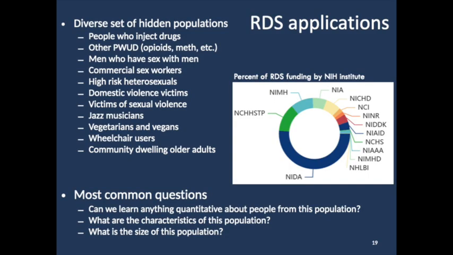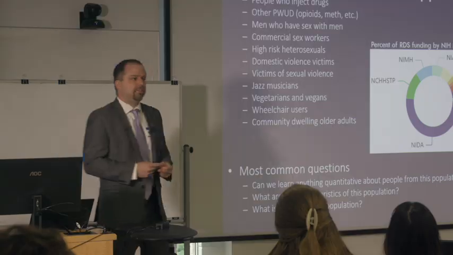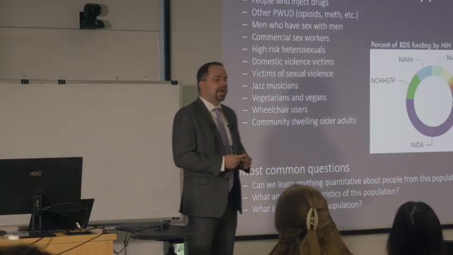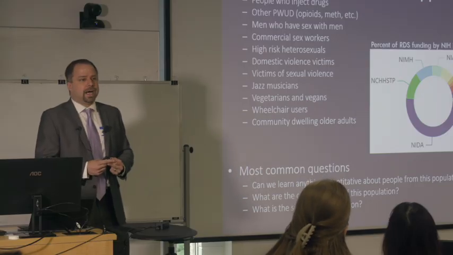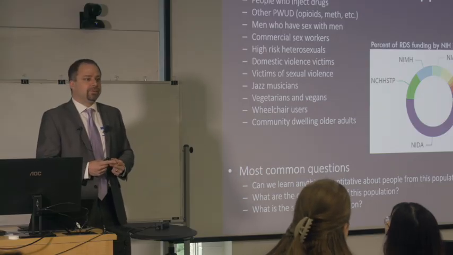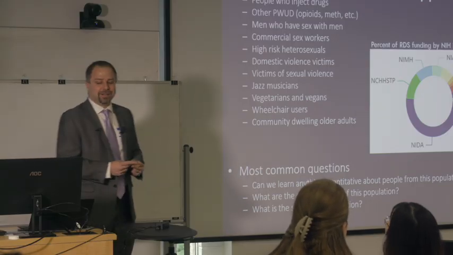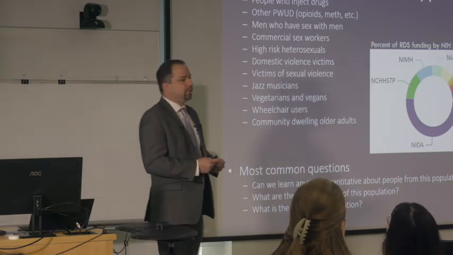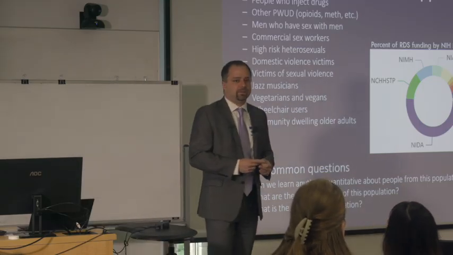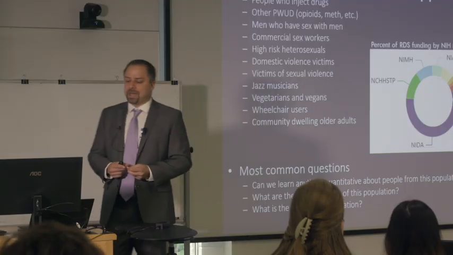So RDS is typically used for hidden populations. Probably the biggest use of it is for people who are using drugs, but there are also a lot of uses for other key populations in the STI space, as well as other groups that have piqued researchers' interests, like jazz musicians or vegetarians and vegans, as well as groups that face real stigma and real challenges, like domestic violence survivors, victims of sexual violence, and other people.